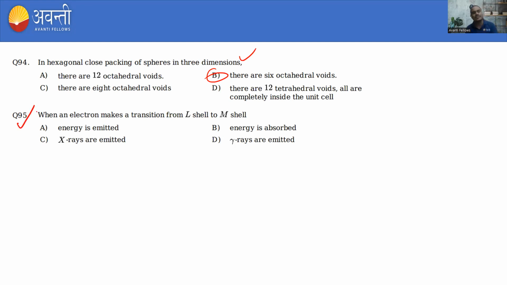When an electron makes a transition from the L shell to the M shell, we have K shell, L and M. So when the transition moves from L to M shell, what is happening? Is energy emitted or absorbed? Basically they are transferring from L to M. So whenever they are transferring from lower energy to higher energy, energy is absorbed. Whenever they are moving from higher to lower, energy is emitted. So the correct option is energy is absorbed.